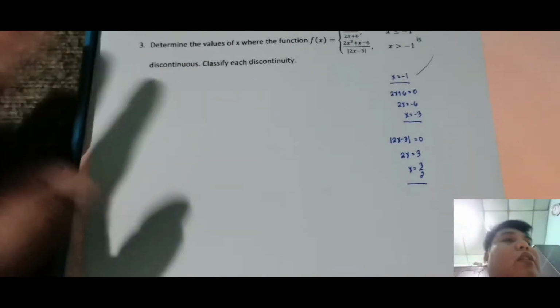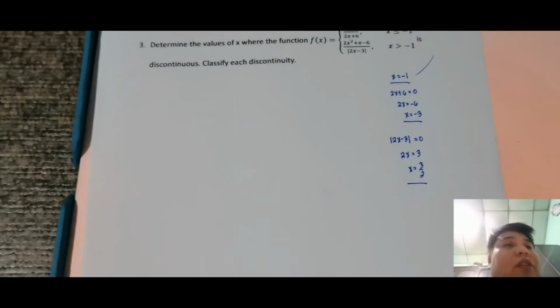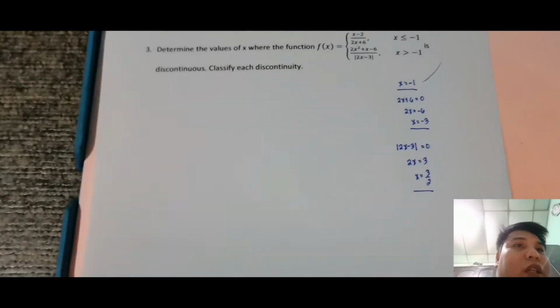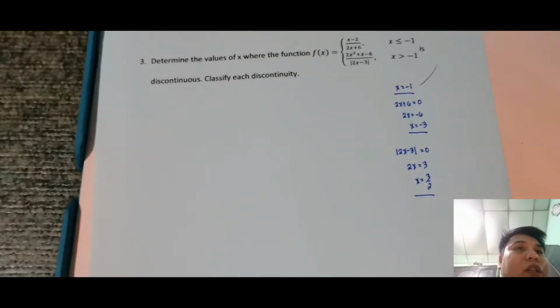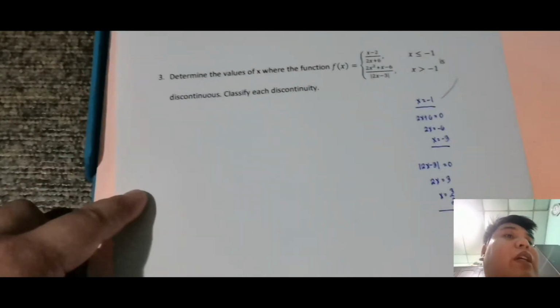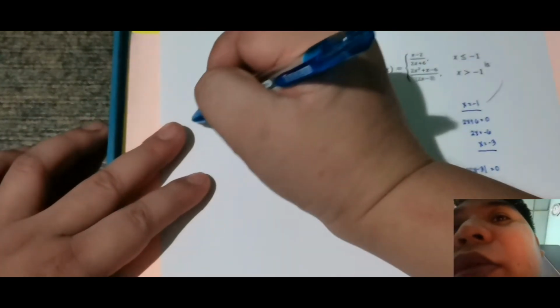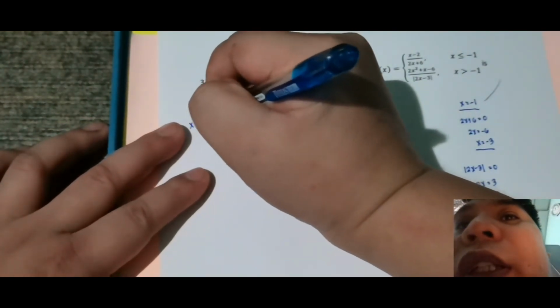So equate that to 0, so that is 2x is equal to 3, which is x is equal to 3 over 2. So meaning, tatlo yung gagamitin natin: x is equal to negative 3, x is equal to negative 1, then x is equal to 3 over 2. So unahin ko muna si negative 3. Unahin ko muna yung mga hindi negative 1 para ma-check natin kung paano natin kukunin yung values. Okay, so unahin ko si negative 3, so at x is equal to negative 3.